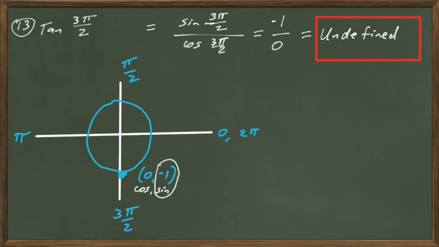Okay, so the sine of 3 pi over 2 is -1. The cosine of 3 pi over 2 is 0. So sine over cosine for tangent, -1 over 0 makes this undefined.